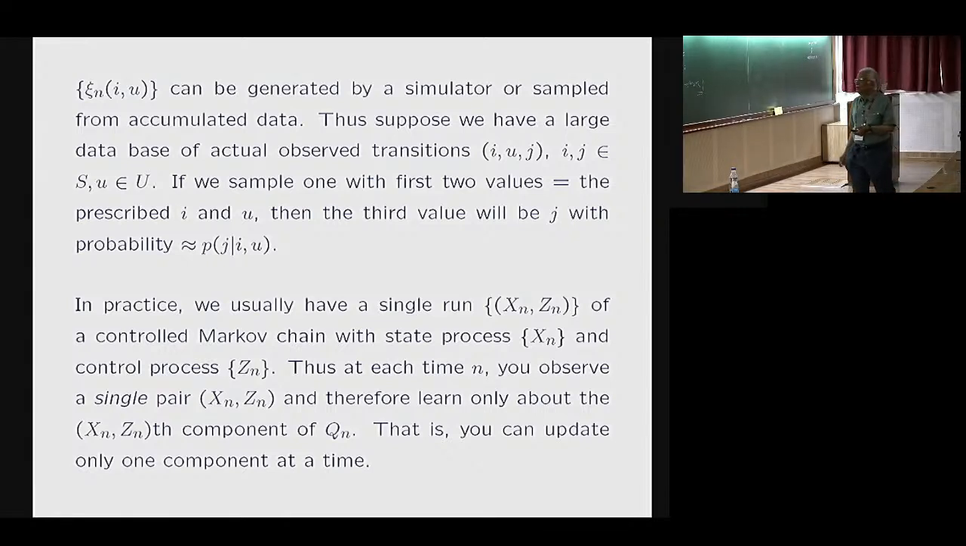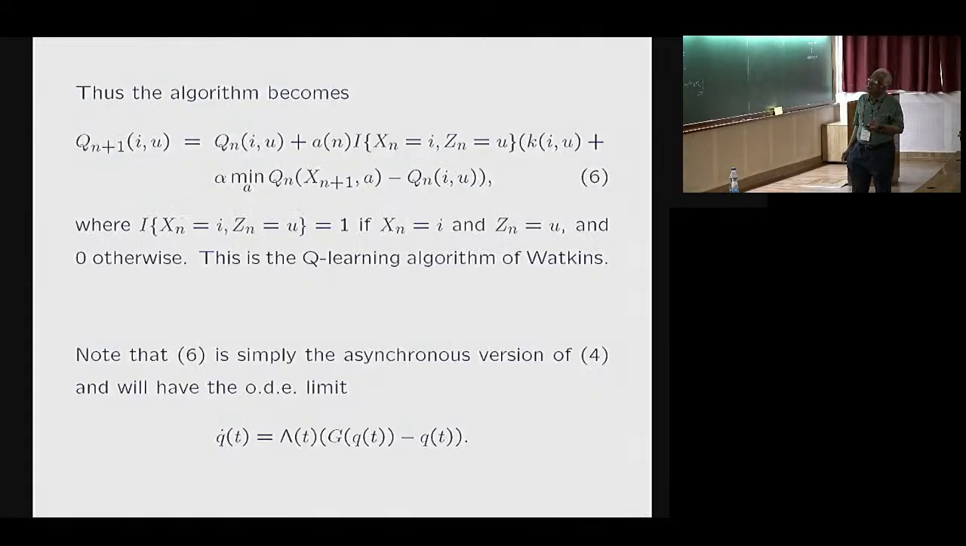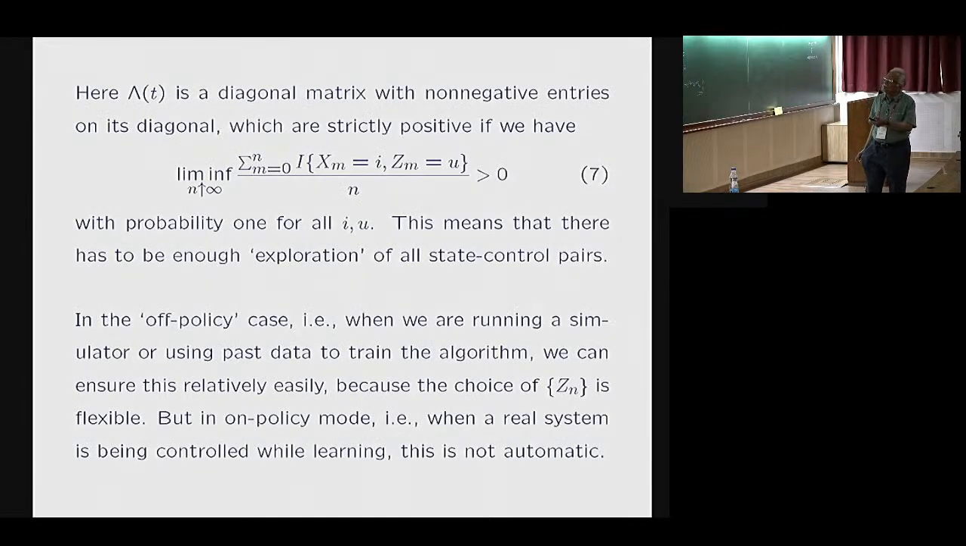And a more common, I shouldn't say more common, but very often you have a single run of a real or simulated Markov chain. Just run this. That means you observe only one state at a time, and one state-control pair at a time. So the more commonly used algorithm is this. This is asynchronous, because of the indicator x_n equals i, z_n equals u. So when the process is at i and you use u, you update the ith component and don't touch the rest. So this is an asynchronous version of this. You will get some extra stuff sitting here, but that doesn't affect the convergence as long as everything is sampled often enough.